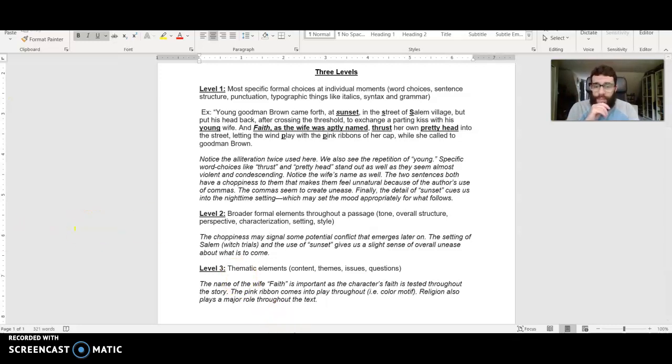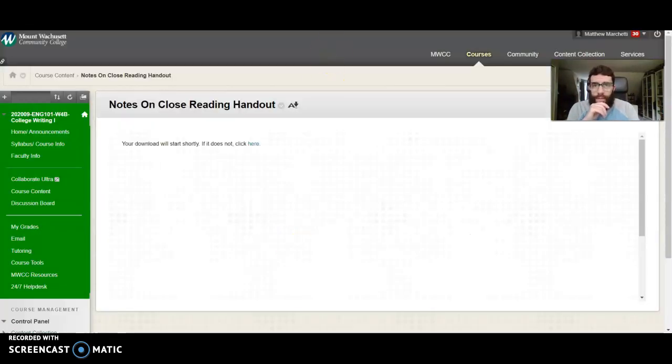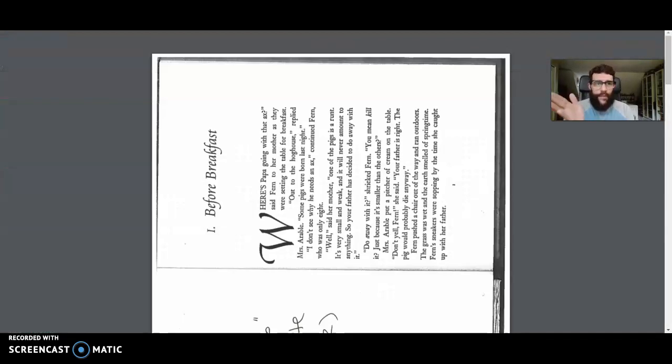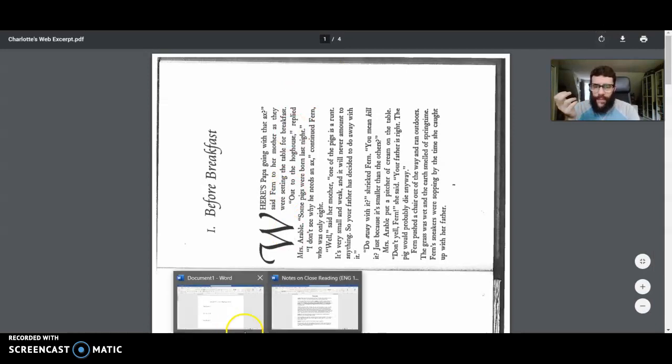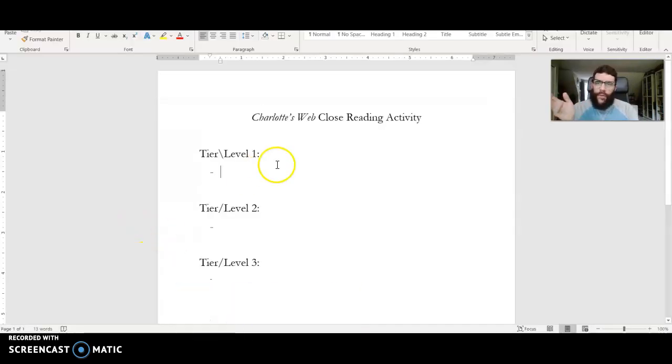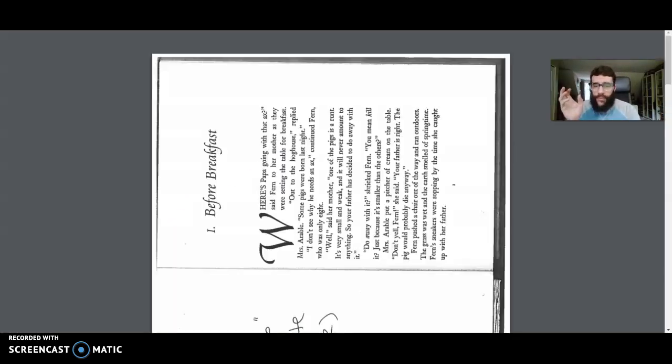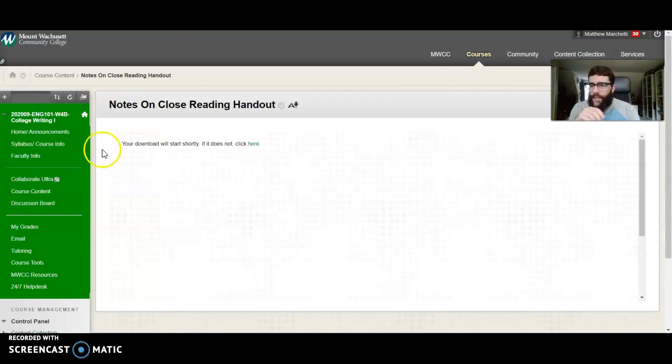The second piece you will need is the actual close reading that we're doing. In this case, it's Charlotte's Web. And then the third piece is a Word doc or a Google Doc, something along those lines. I did mention you obviously can type it directly into our class's discussion board.